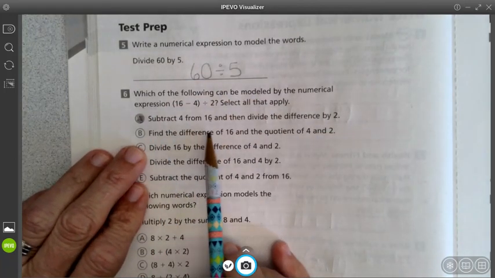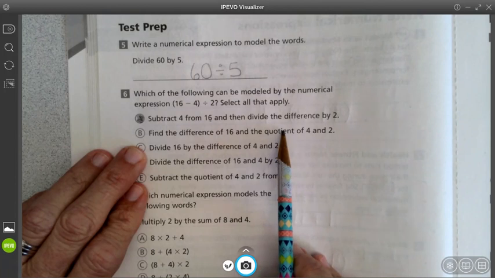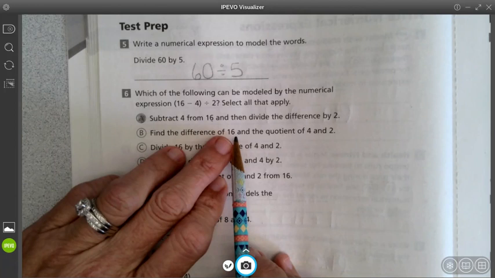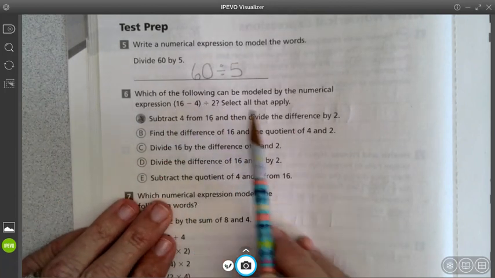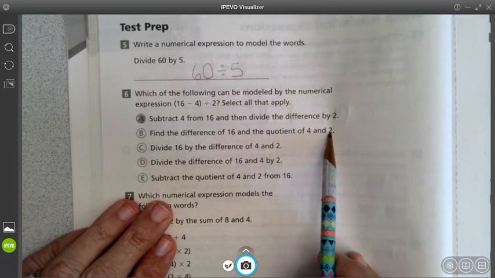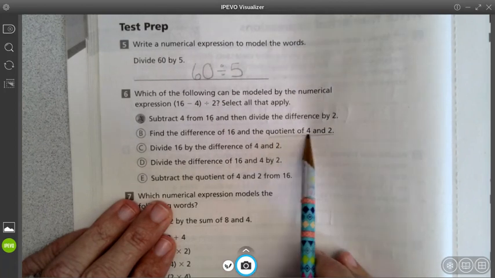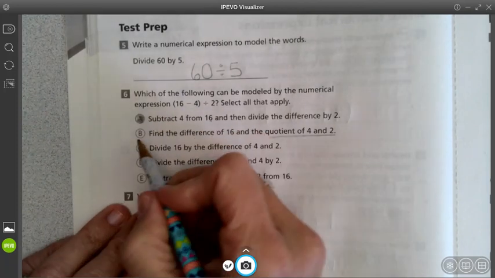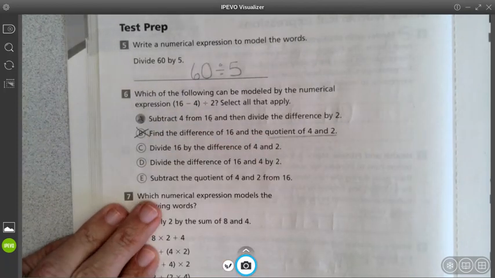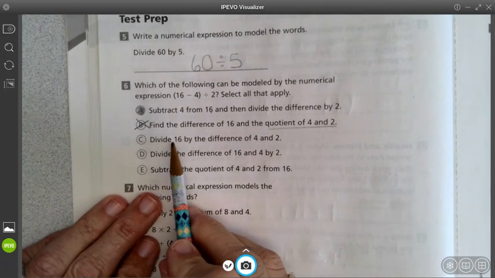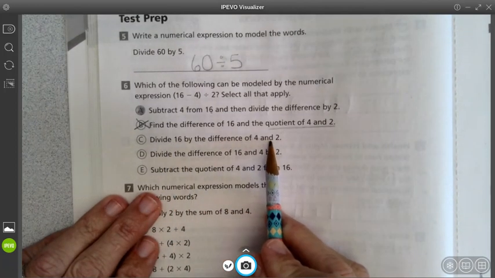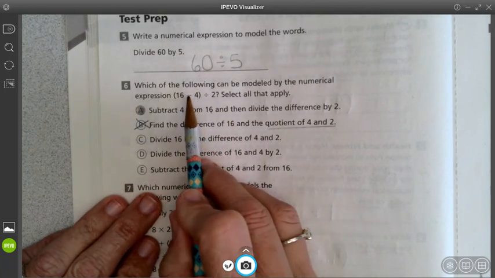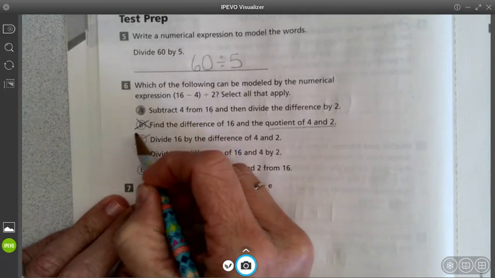The next one says find the difference of 16 and the quotient of 4 and 2. That would mean that the quotient of 4 and 2, that would mean I would need to be dividing 4 by 2. And because I have the parentheses here, that is not a good choice for that one. I'm going to put an X there. Divide 16 by the difference of 4 and 2. Well, I am dividing and finding a difference in this problem, but I'm not dividing 16 by the difference of 4 and 2. So that is not a good choice.